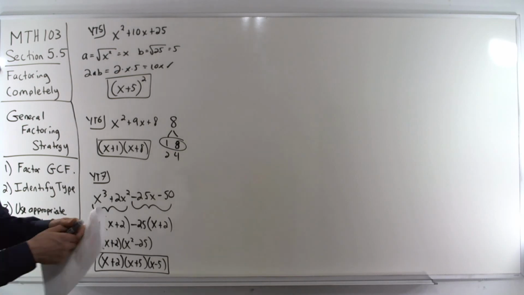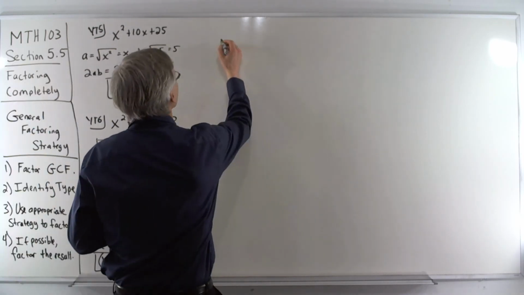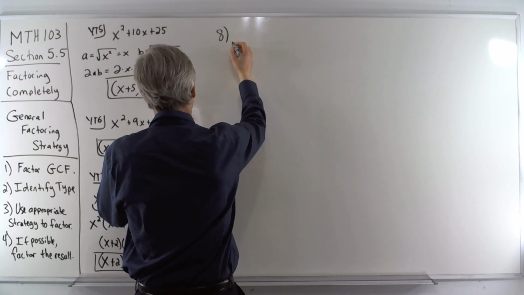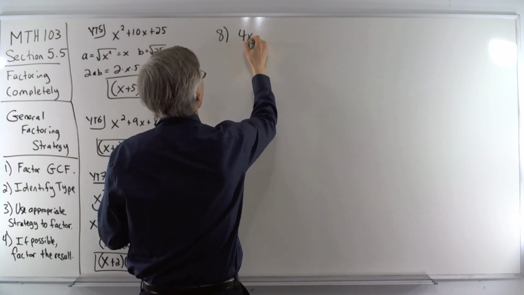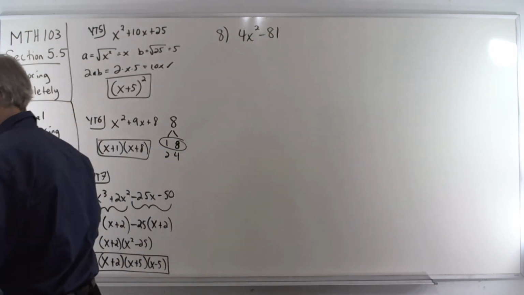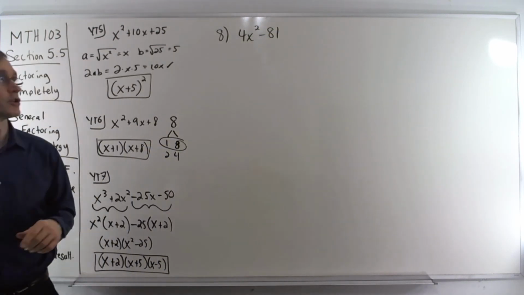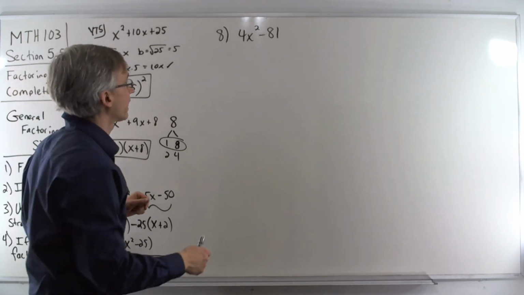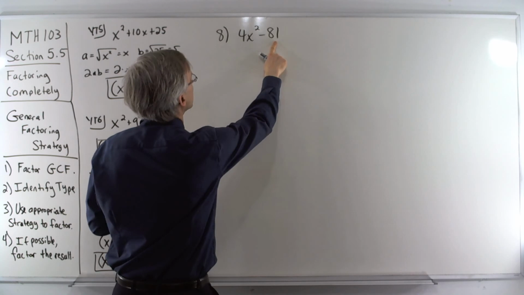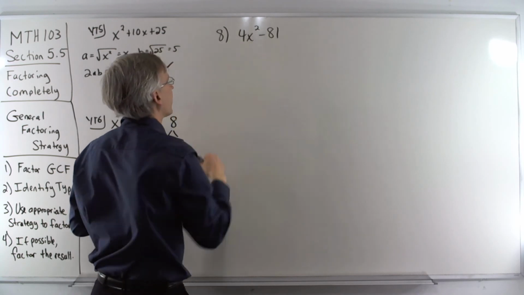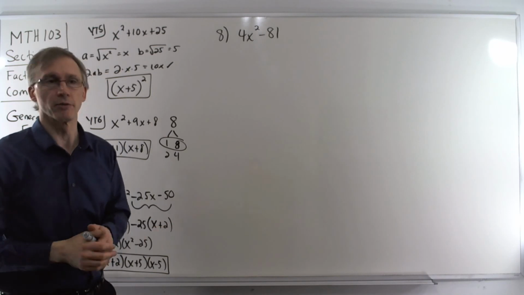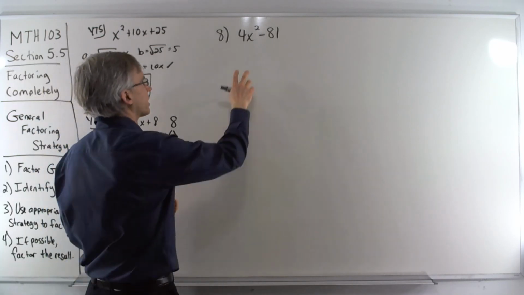Number 8. So two-term polynomial, see if we can factor anything out. We've got 81 and 4x squared. No common factors exist between 81 and 4. So there's no GCF to factor out to begin with. Let's see what we got. We got a two-term polynomial.